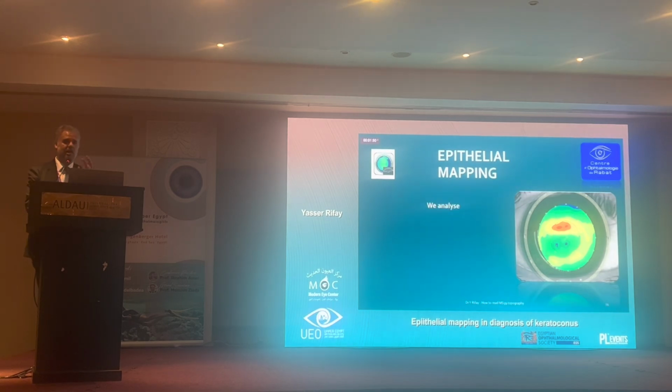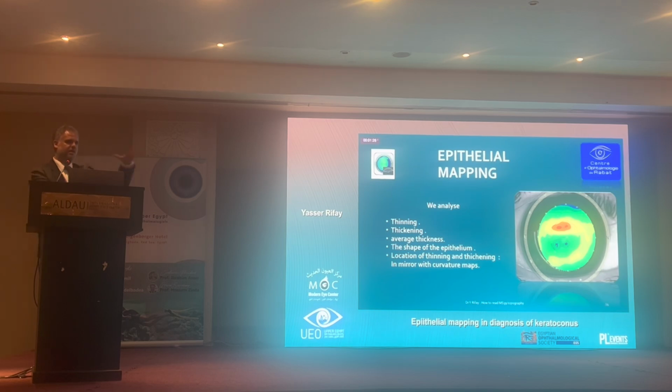So when we analyze epithelial mapping, we do not analyze only this map. We have to analyze a lot of information: the thinning, the thickening, the areas of the thinning and thickening, the average thickness, the shape of the epithelium. The shape of the epithelium is the most important one. There are no normal values of epithelium. You can have thick epithelium, thin epithelium, but the shape of the thinning is what is important in the diagnosis.